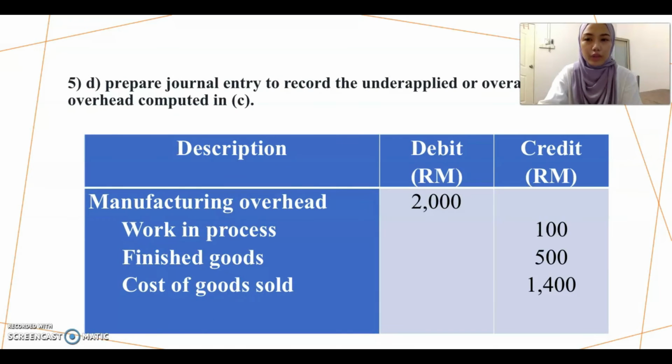For question 5d, prepare a journal entry to record the under-applied or over-applied overhead computed in C. First, we need to debit manufacturing overhead 2,000, credit work in process 100, credit finished goods 500, and credit cost of goods sold 1,400.